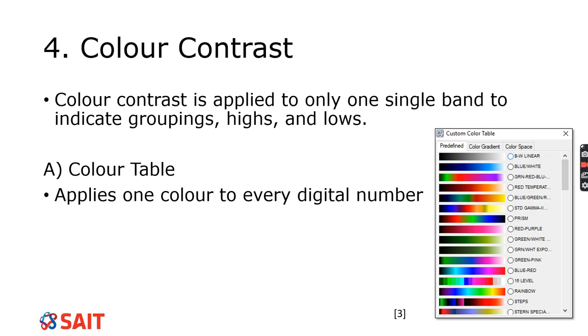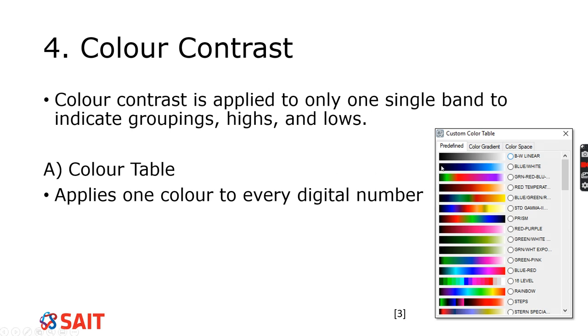Then there are two more types of contrast enhancement, and these are done to a single grayscale image, usually thermal images. This is more common for that. The first one is a color table, and I'm actually going to get you using color tables when we do transformations. What it does is apply a single color to every single digital number, so that means 256 different colors for the digital numbers.